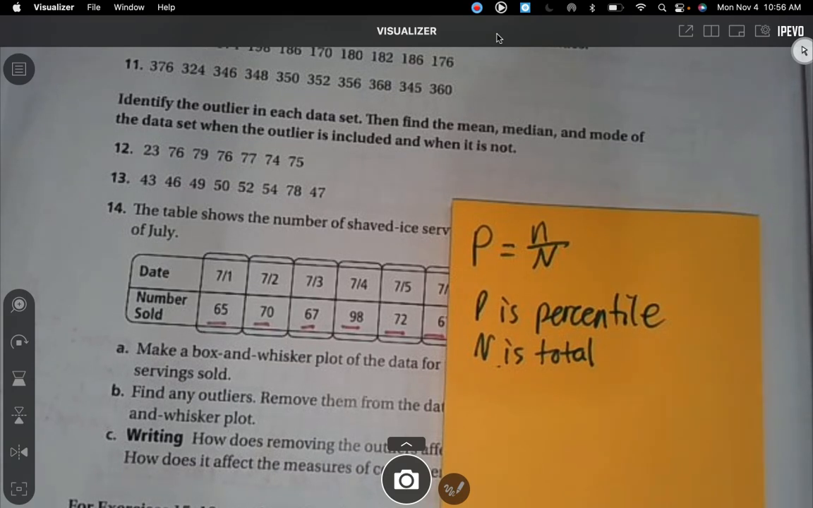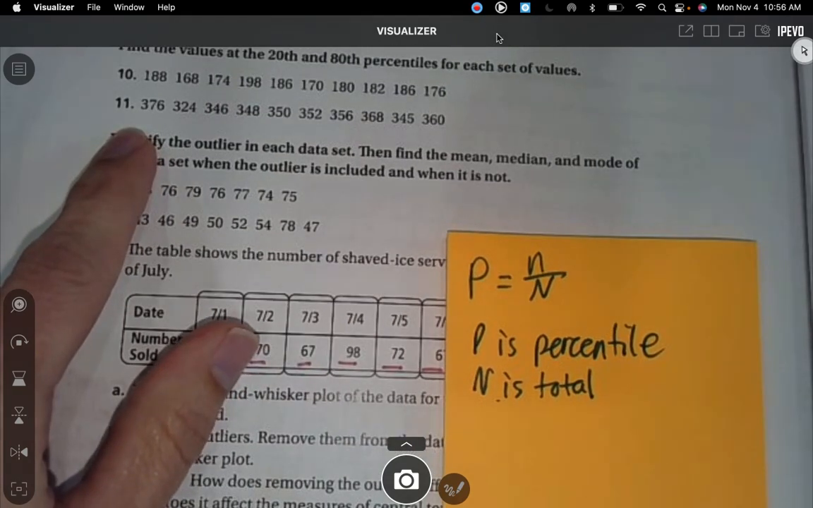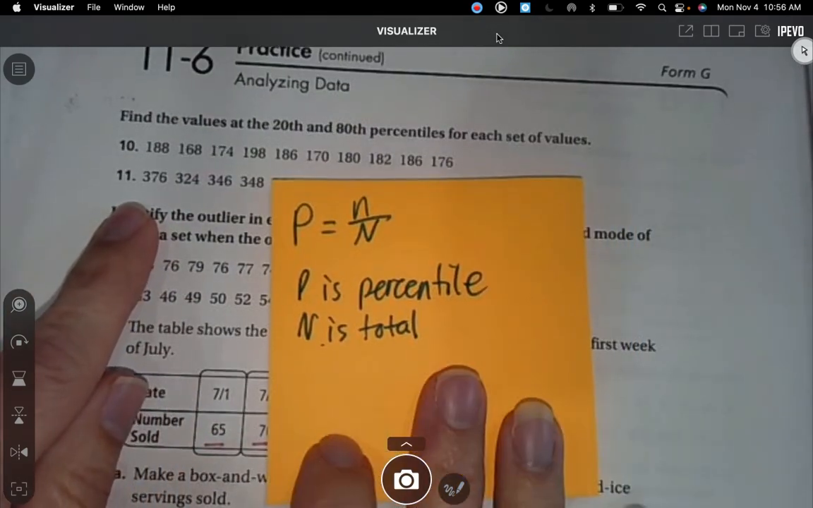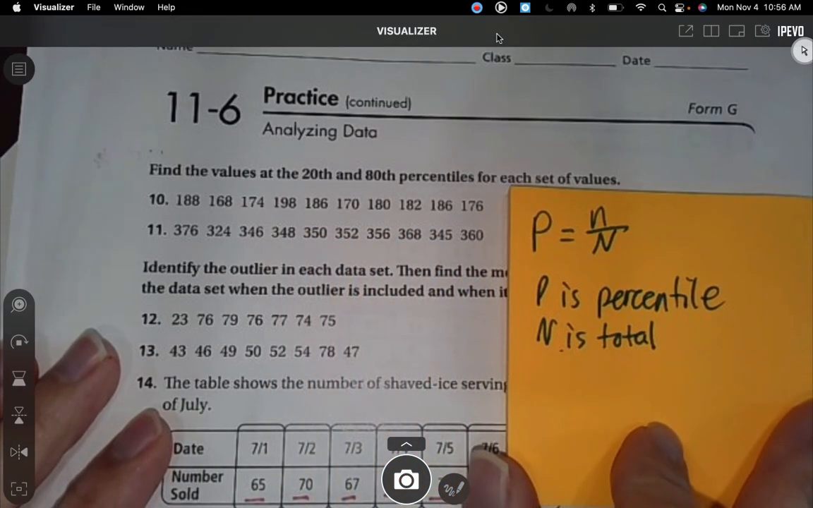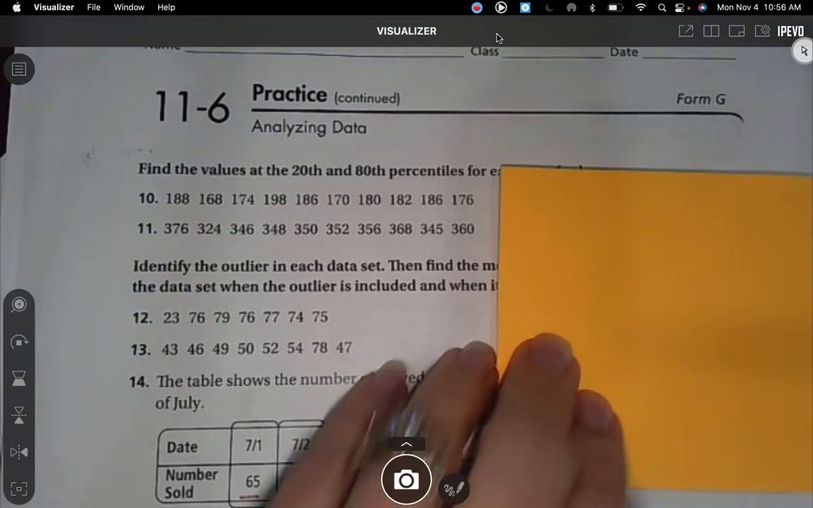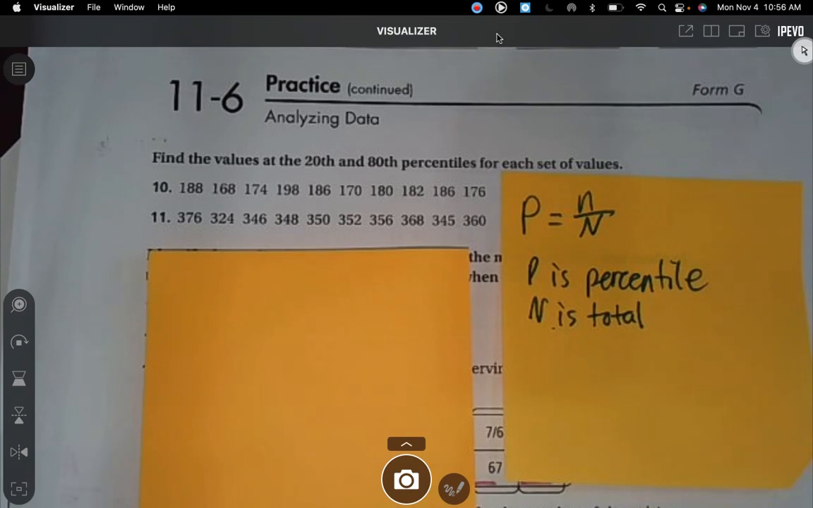So I think I want to do my number 10 and 11. I think they look like y'all's. So what I would do is it wants me to find the 20th percentile. So ignore your paper for just a minute. I'm going to work some of these out. It says find the 20th percentile. So for my P percentile, we would write that as 0.20. Does everybody agree with that? That's the 20th percent.